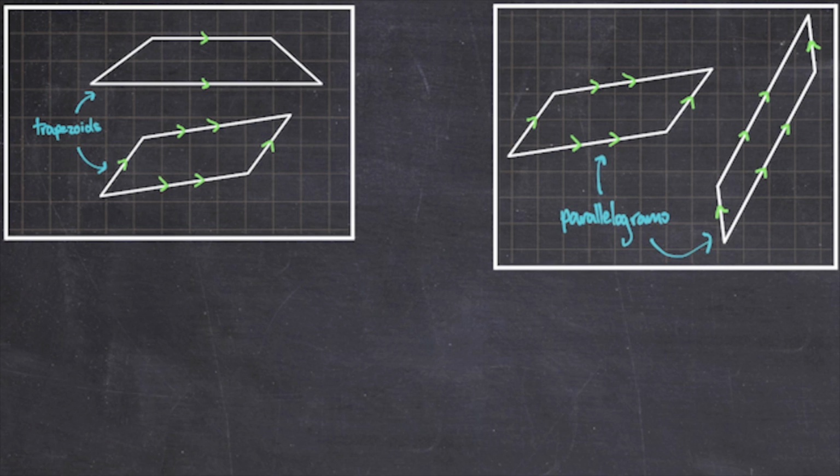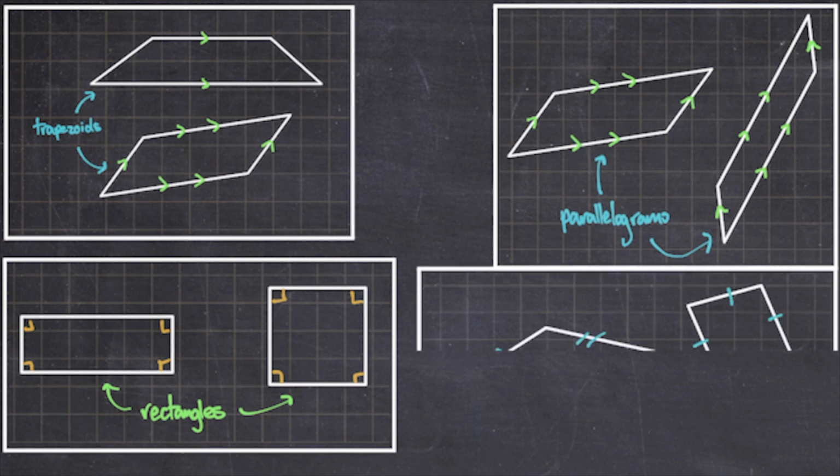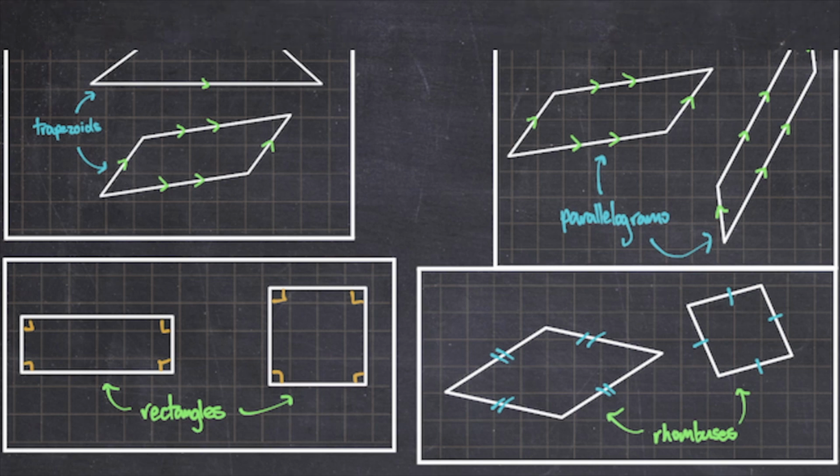We can also further break down parallelograms into 2 more categories. A parallelogram is called a rectangle if all 4 of its angles are right angles. We can also describe this property by saying that pairs of adjacent sides in a rectangle, meaning the sides that are next to each other, are perpendicular to each other. A parallelogram is called a rhombus if all the sides have equal lengths.